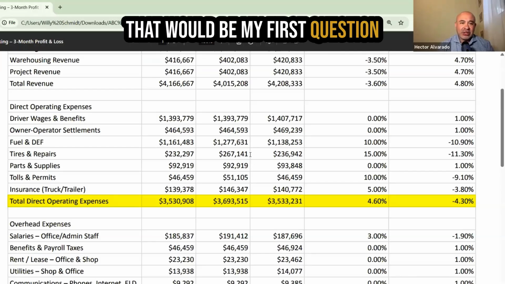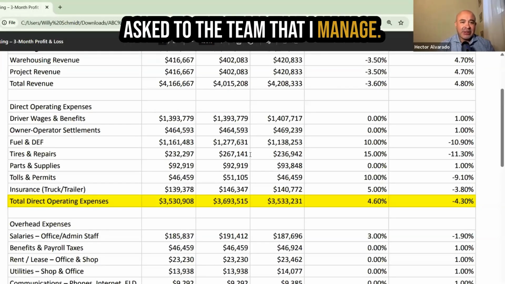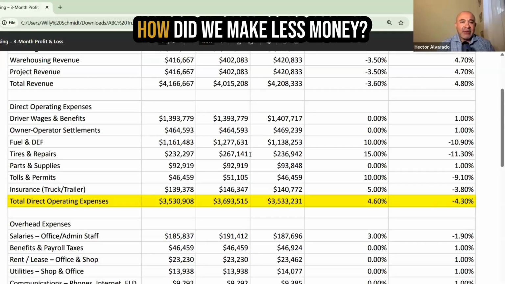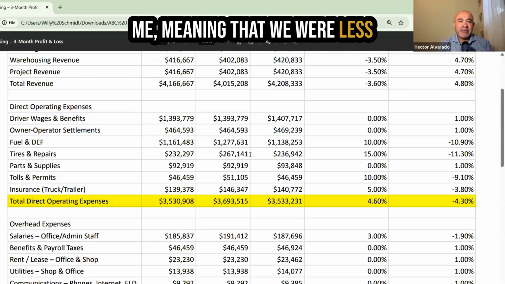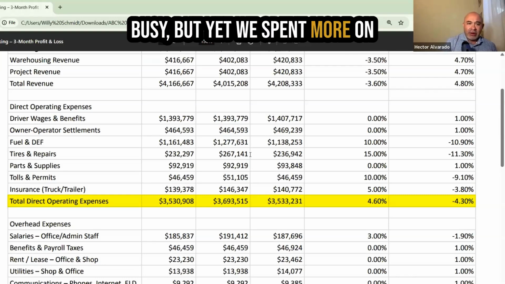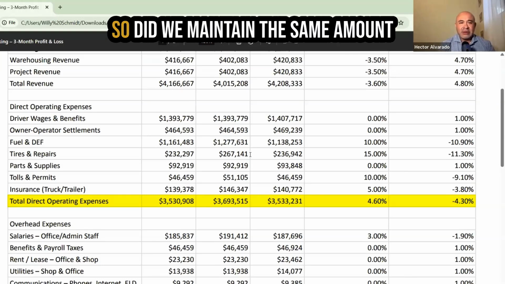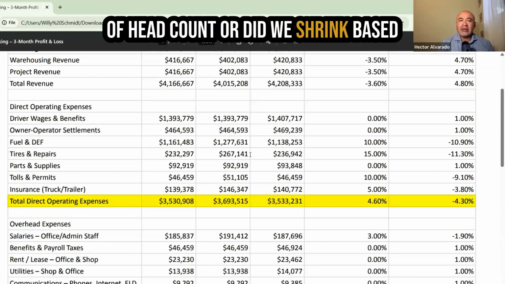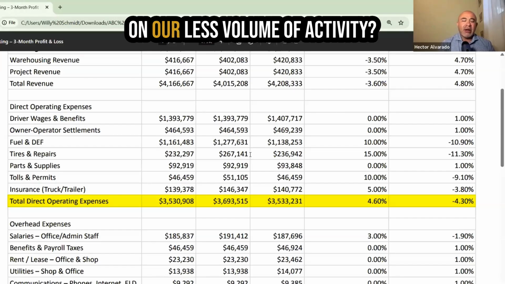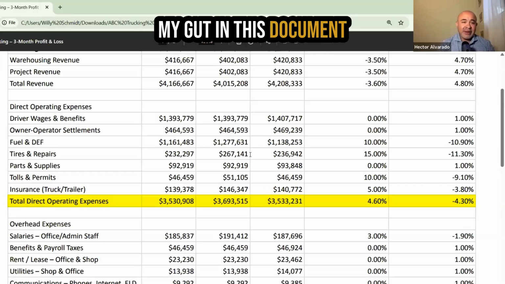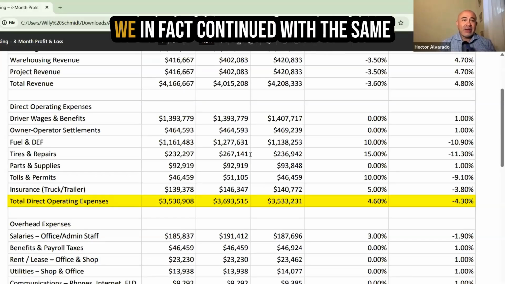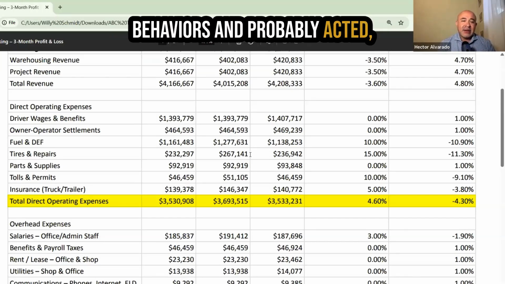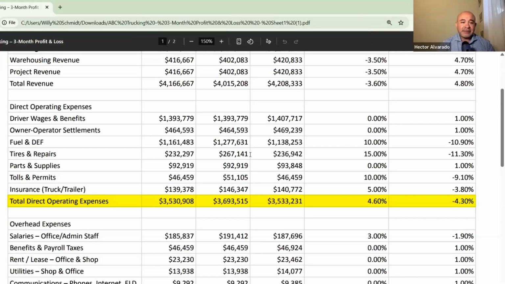That would be my first question asked to the team that I manage. I'd be like, help me understand what happened. How did we make less money, meaning that we were less busy, but yet we spent more on labor, we spent more on fuel? So did we maintain the same amount of headcount, or did we shrink based on our lower volume of activity? My gut in this document tells me, no, we didn't. We, in fact, continued with the same behaviors and probably acted not as diligent as we should have.